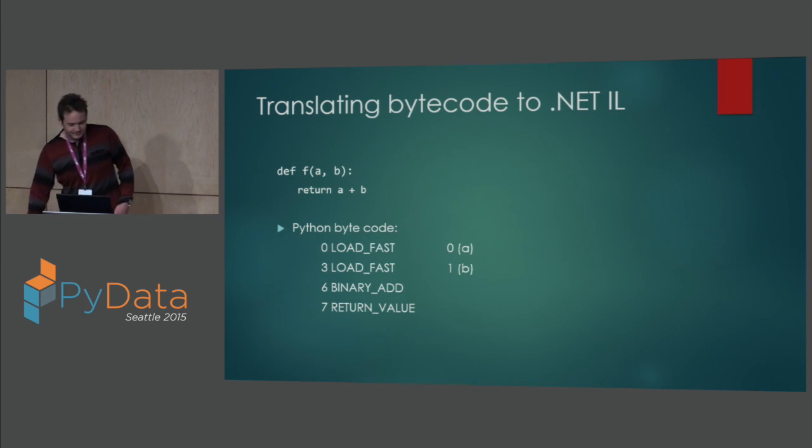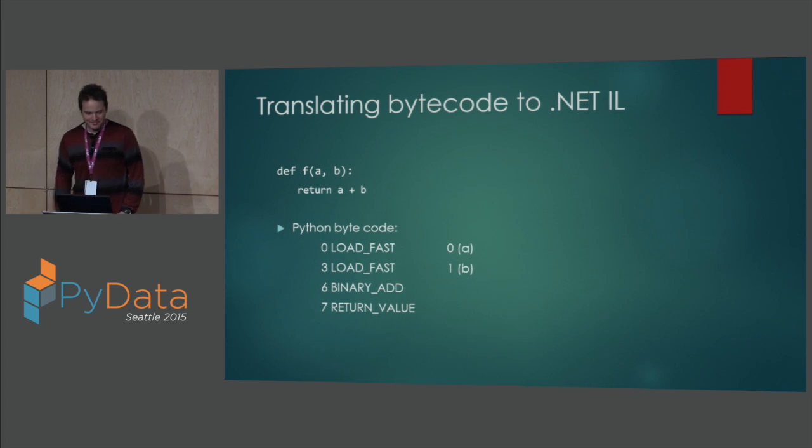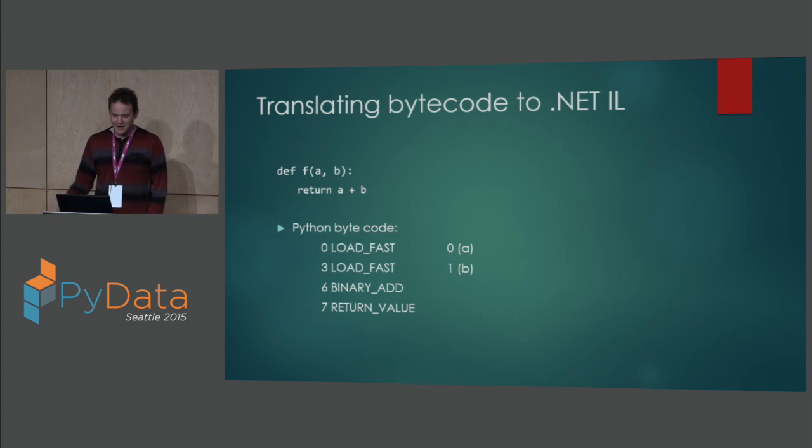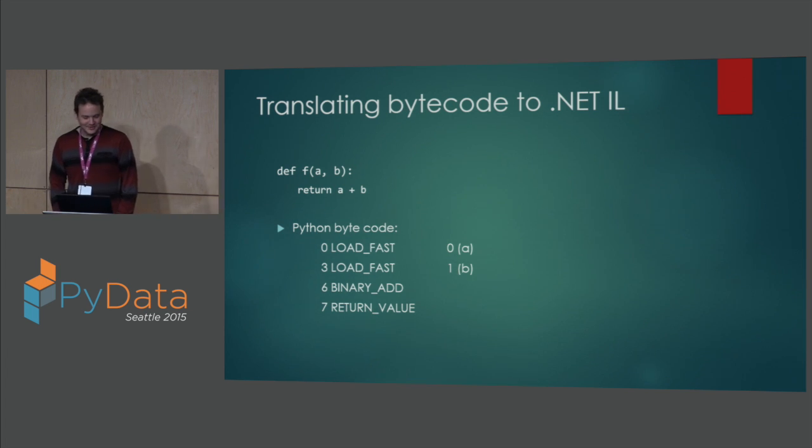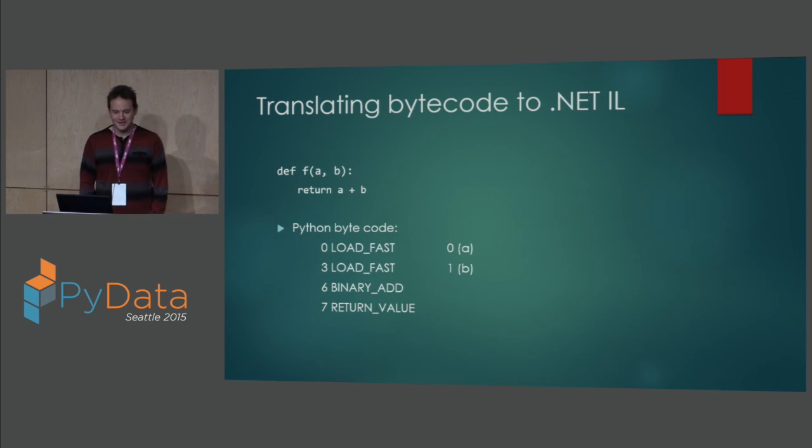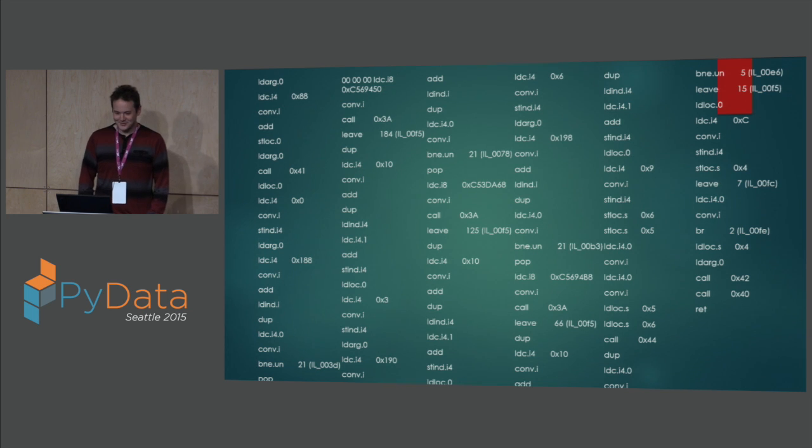Okay, so what does this end up looking like? Here's a simple function. It adds two numbers and returns them. And in Python, the bytecode is extremely simple. So it loads A, it loads B, it calls the binary add opcode, and it returns the value. So we translate that into .NET bytecode, and it gets a little big. So that's what that ends up looking like. I'll just let you read and soak that in.